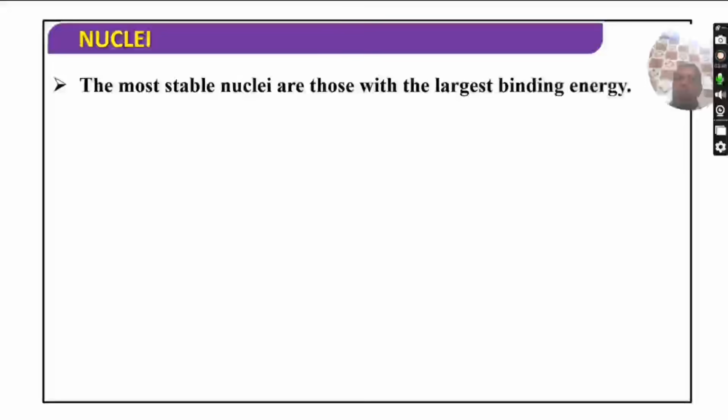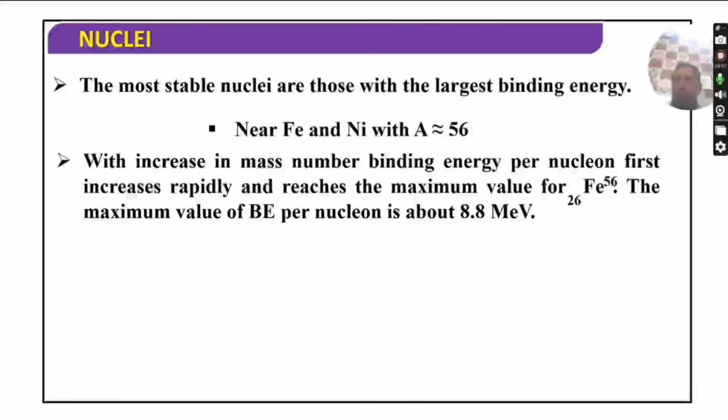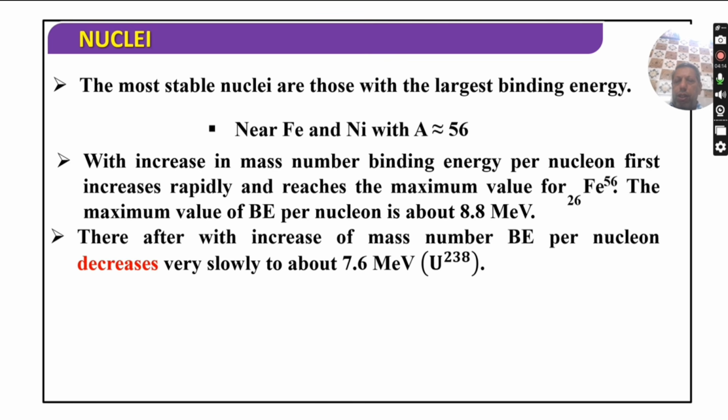The most stable nuclei are those with the largest binding energy, near iron and nickel, with A nearly equal to 56. With increase in the mass number, binding energy per nucleon first increases rapidly and reaches the maximum value for 26 iron 56, and its value is 8.8 mega electron volt per nucleon. Thereafter, with increase in mass number, binding energy per nucleon decreases, and for uranium 238 it decreases to 7.6 mega electron volt per nucleon.